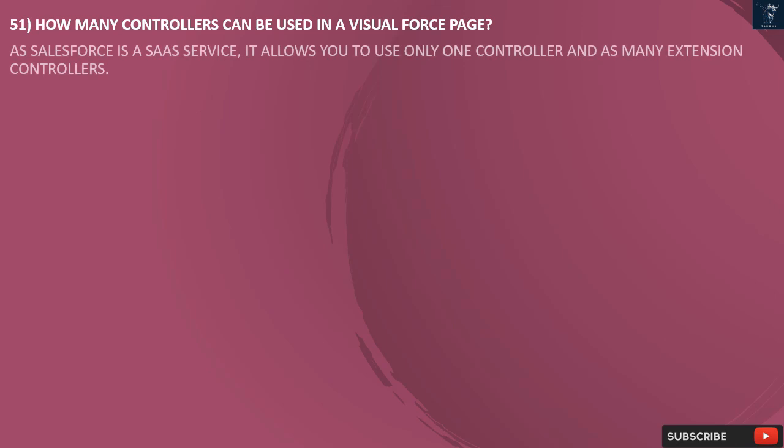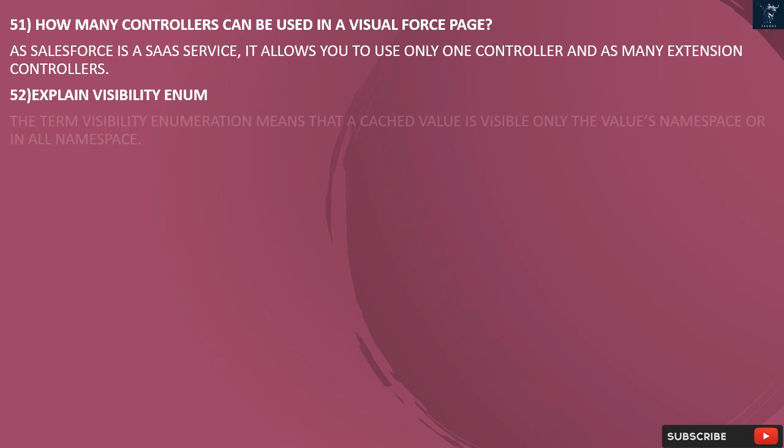51. How many controllers can be used in a Visualforce page? As Salesforce is a SaaS service, it allows you to use only one controller and as many extension controllers. 52. Explain visibility in enumeration. The term visibility in enumeration means that a cached value is visible only in the value's namespace or in all namespaces.